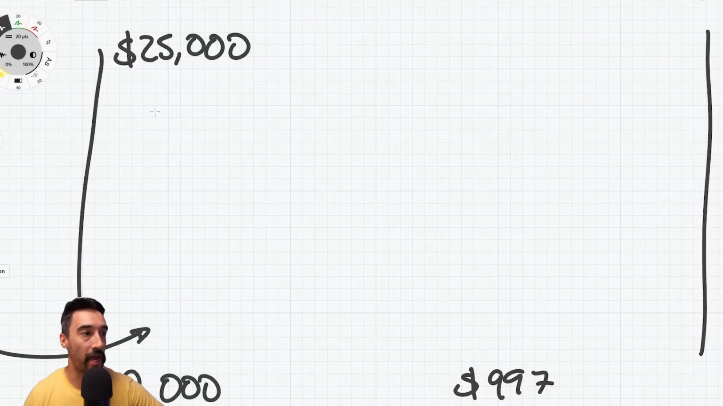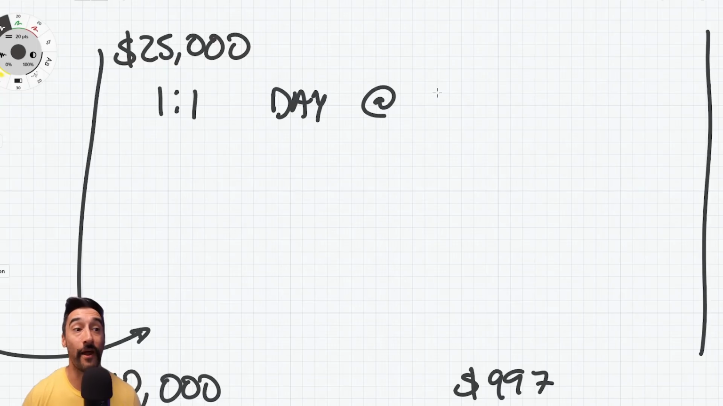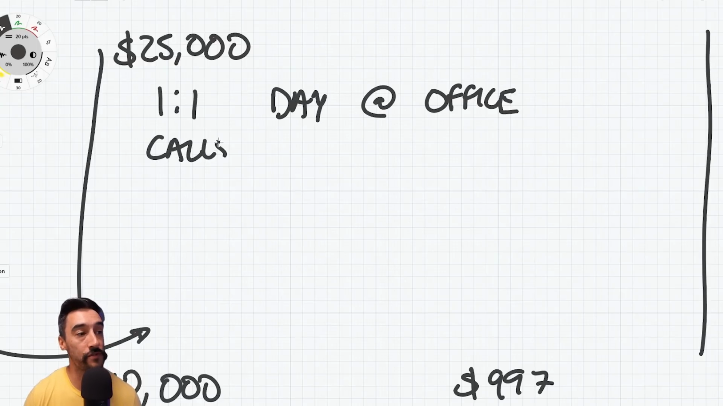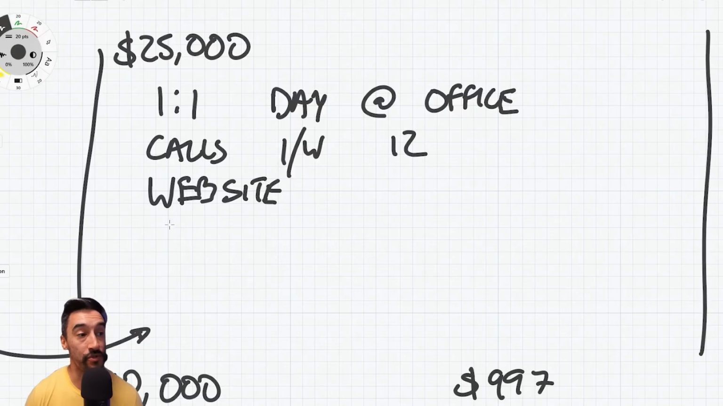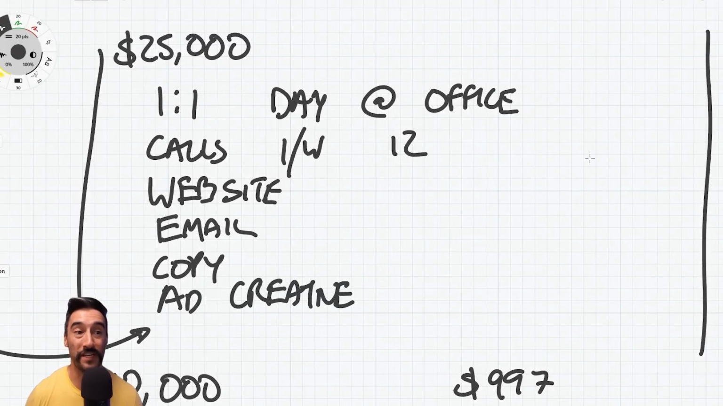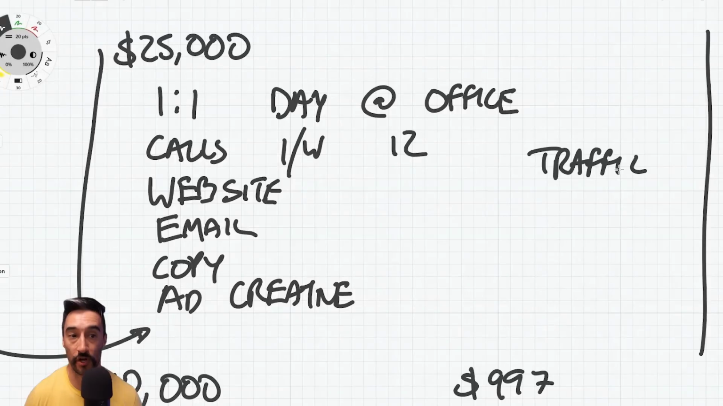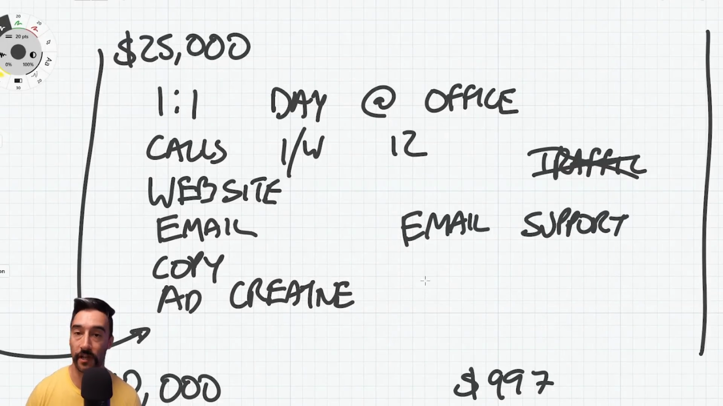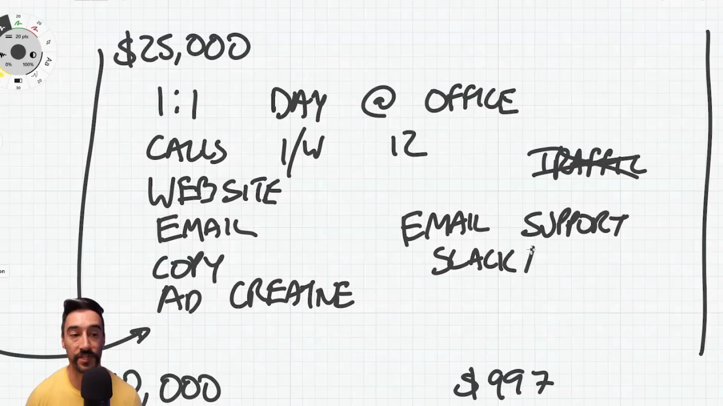So you'll say to them, okay, I'm not going to fly you out to a specific location one-on-one for this. But for $25,000, I will do a one-on-one workshop for a day at their office. And then we'll have calls once a week for the next 12 weeks. We'll certainly do your website. We'll do your email. We'll do your copy. We'll do some ad creative, but we won't actually do any traffic for this one. $25,000 is just not enough to do the traffic. We won't necessarily work with your team, but we will give them email support. And perhaps instead of a lot of the other stuff from the previous ones, we're going to open up a Slack or a Discord.